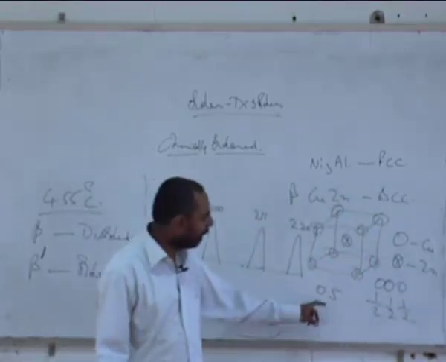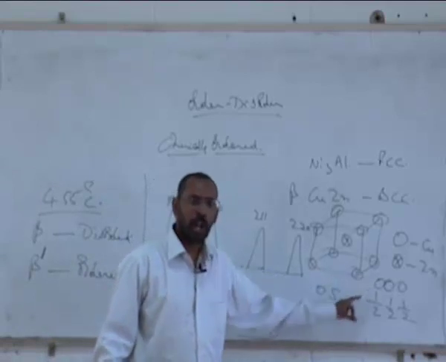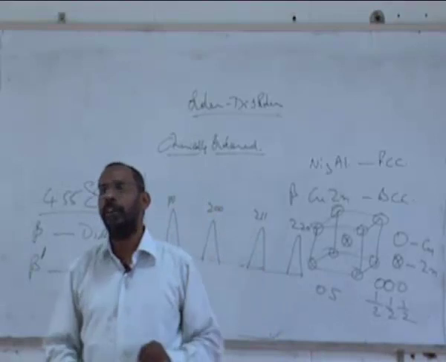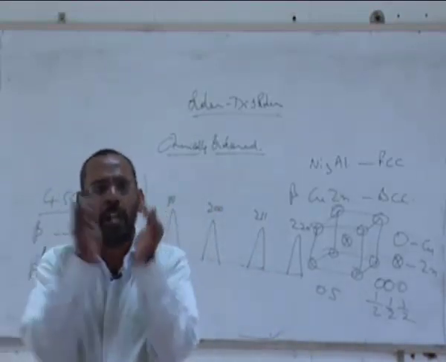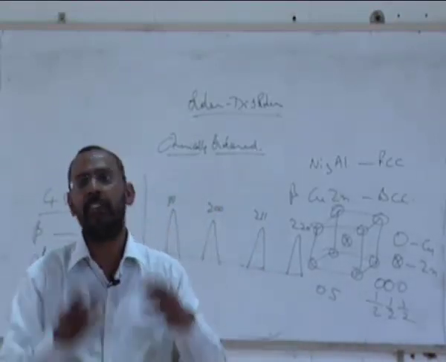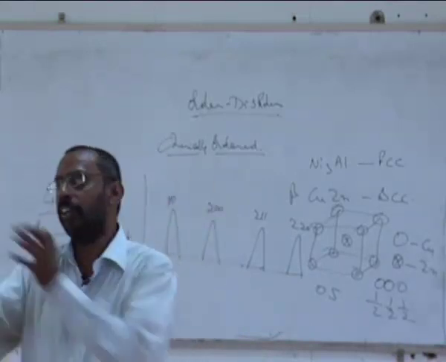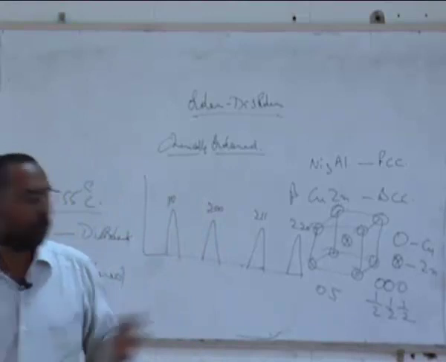The probability of finding copper at 0, 0, 0 and the probability of finding copper at half, half, half is always equal to 0.5 in a disordered structure, because the total amount of copper inside the material is 50%, because it is CuZn, Cu 50, zinc 50, right? So the probability of it.